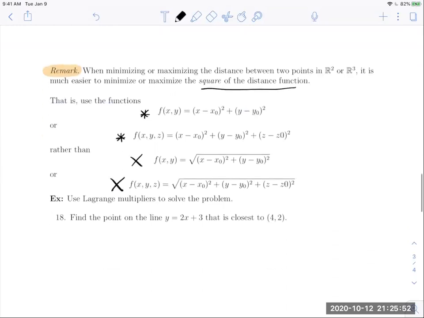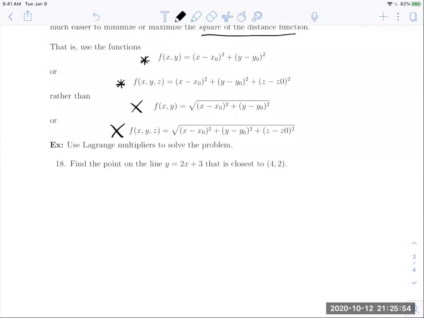We have an example: use Lagrange multipliers to solve the problem. Find the point on the line y equals 2x plus 3 that is closest to the point (4, 2). All right, so this problem is a little bit different than our previous problems because they don't explicitly write out the function that you're optimizing. We do have our constraint equation, which is right here.